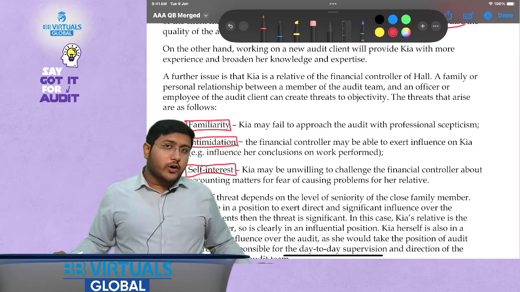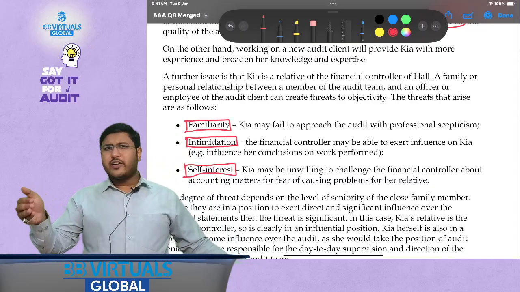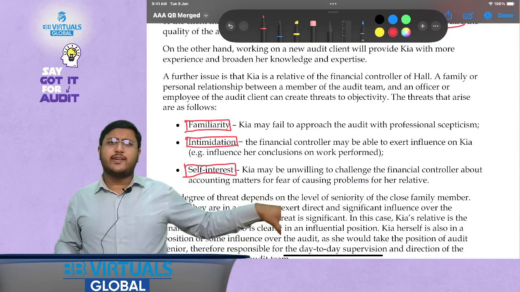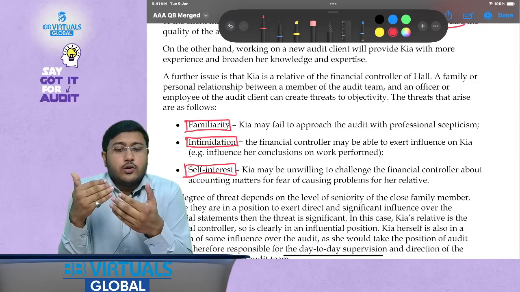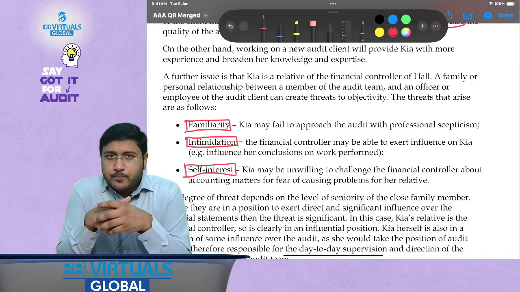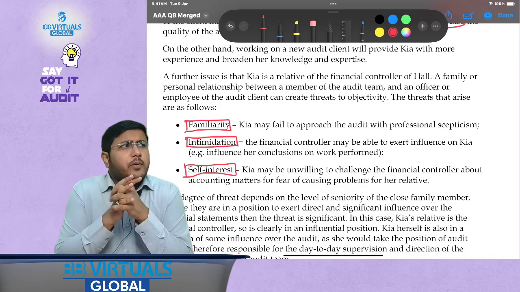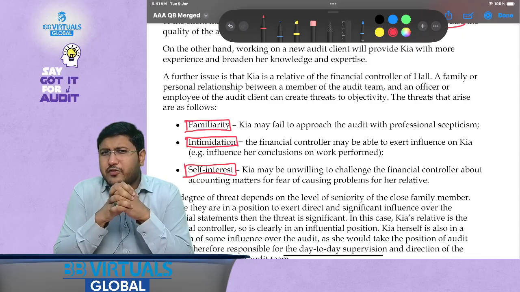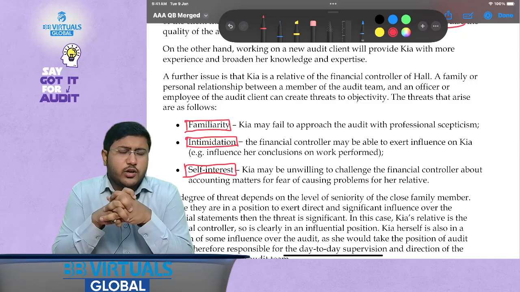Now my dear friends, what if in this particular case it was not a finance controller's relative but maybe a financial accountant's relative, or maybe the purchase manager's or purchase executive's relative? So it depends on what position the relative holds in the company, and whether they have significant influence over the financial statements or not. For example, if it is a purchase executive's relative, will it have much impact on the financial statements? No. Then the audit member could continue the audit.